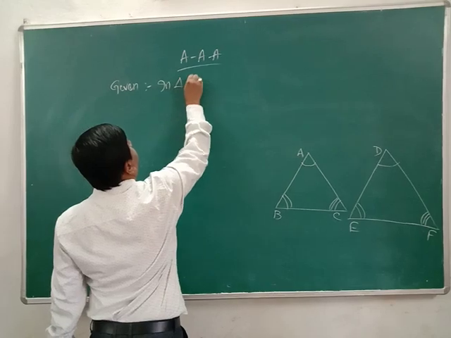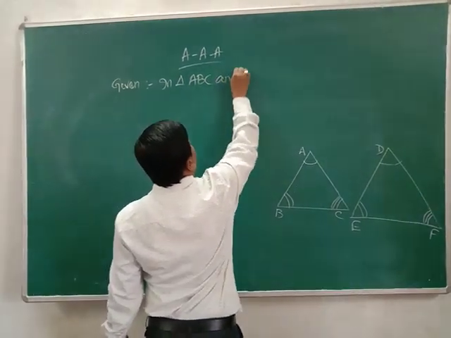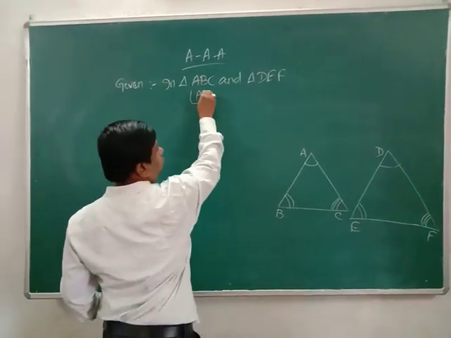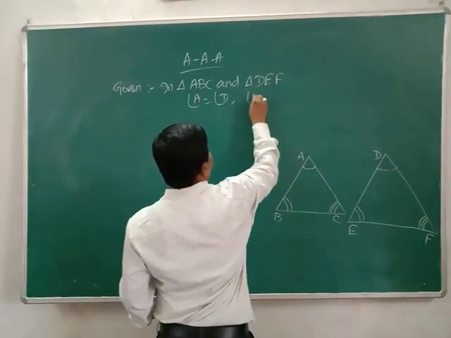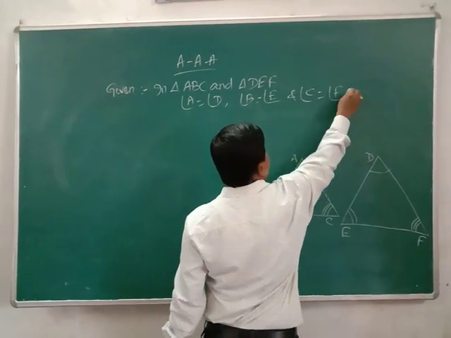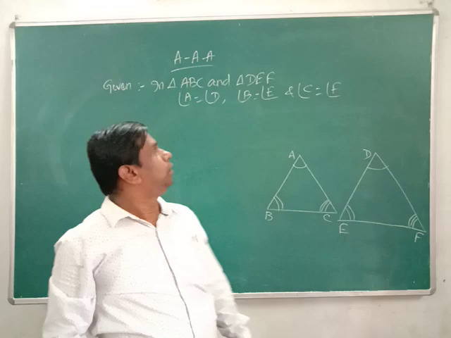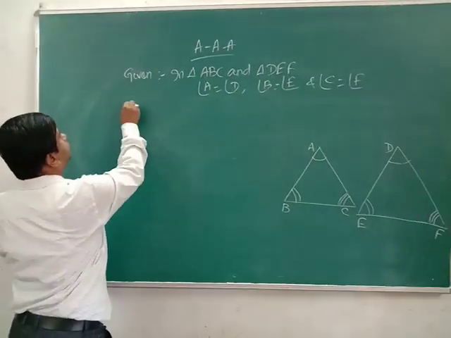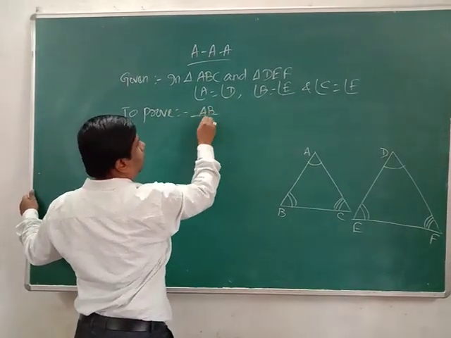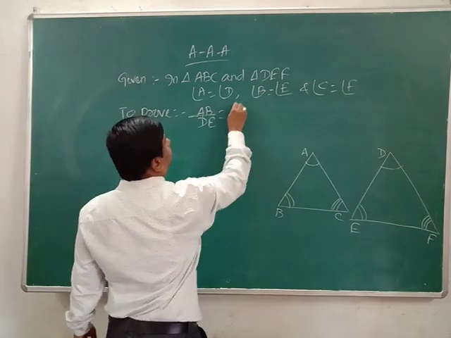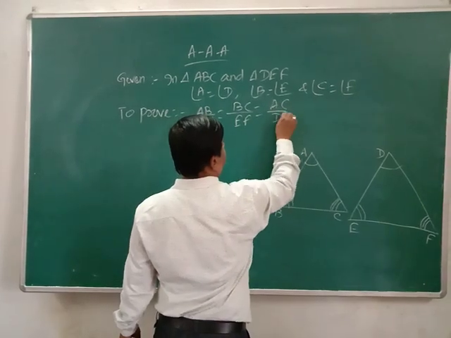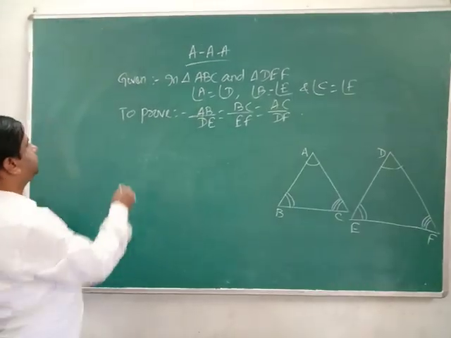In triangle ABC and triangle DEF, angle A is equal to angle D, angle B is equal to angle E, and angle C is equal to angle F. So what to prove? You have to prove that these two triangles are similar, or otherwise to prove what? The corresponding sides are in the same ratio. That means AB upon DE is equal to BC upon EF is equal to AC upon DF. Okay, so construction.